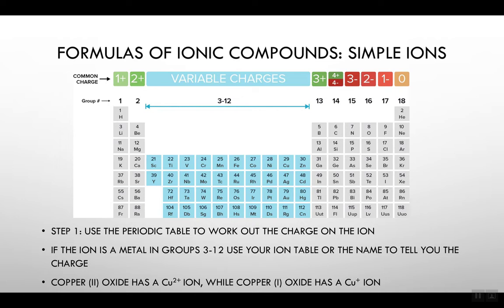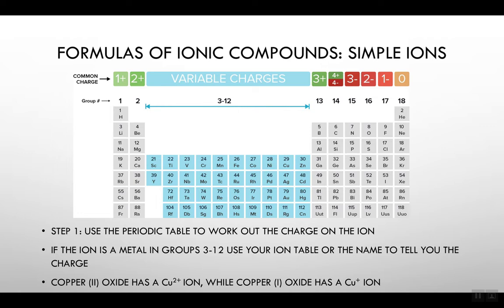Now, if we want to work out the formula, then the first thing we do is look at the charge on the ions. Now, if it is in group 1, 2, or group 13 through to 18, you use your periodic table to work out the charge on that ion. If it is in group 3 to 12, then you would use your ion table or you use the name.